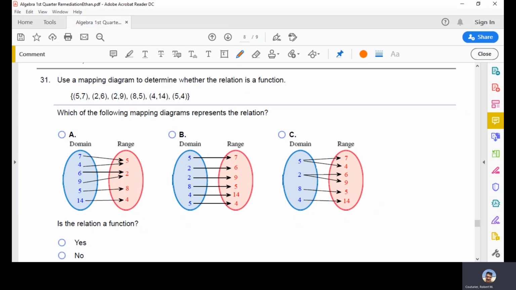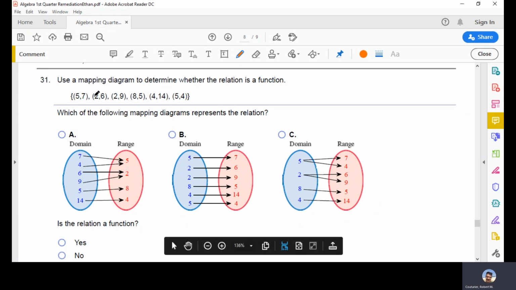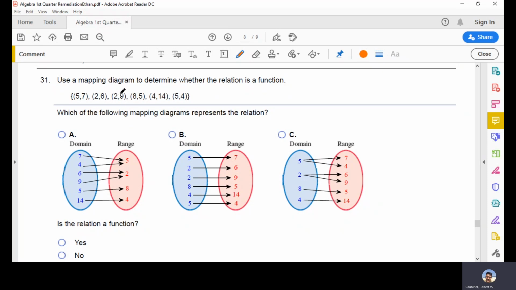Okay, so we look. The first x is 5, the y is 7. The next ordered pair is 2 as the x, 6 as the y. The next one is 2 and 9, the next one is 8 and 5, 4 and 14, 5 and 4. They want us to know, first off, is this a function? And of course, we know if it's drawn on a graph, we can use our vertical line test. If it only touches one time, that vertical line we draw, we know that it is a function. More than once, it's not.